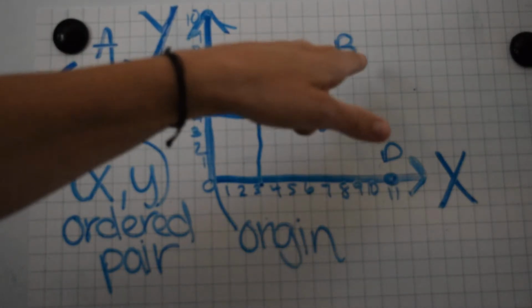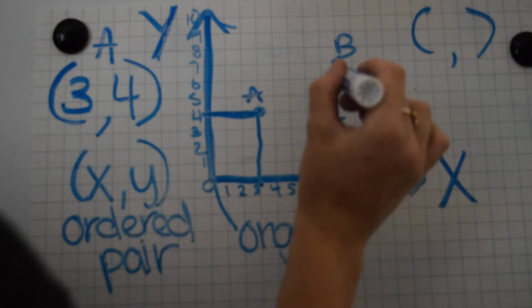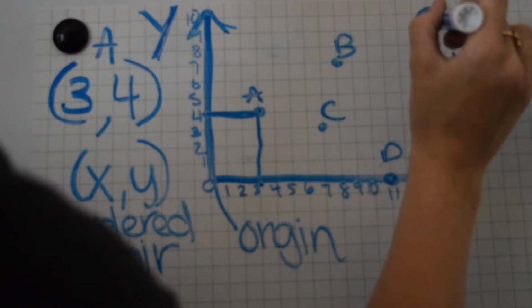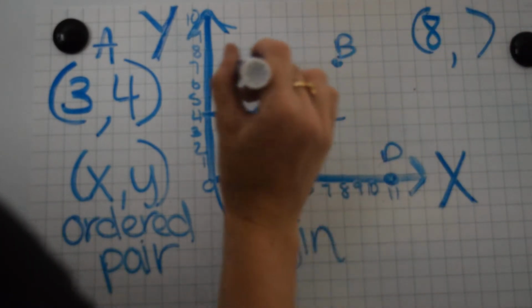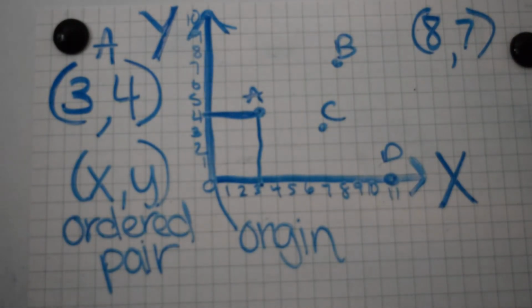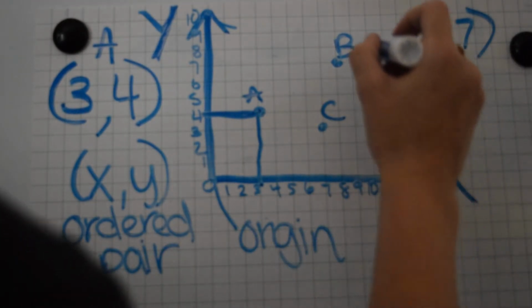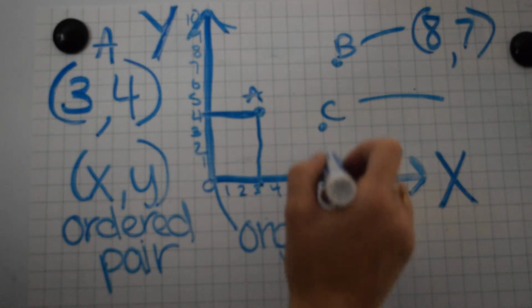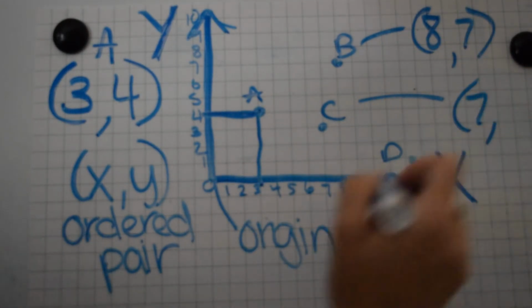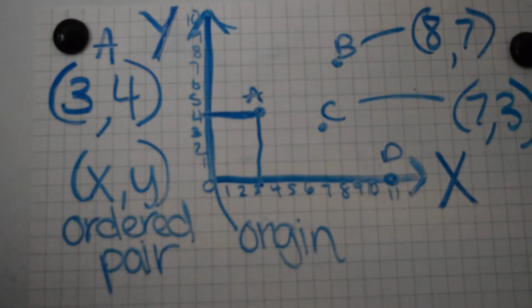Let's go ahead and find B. B is all the way up here. So 8 is lining up with my x-axis, so I would put 8 here, and my y-axis is lining up on a 7. So the ordered pair for point B is (8, 7). Let's go ahead and look at point C. Point C is lining up on a 7 for my x-axis, and it's lining up on a 3 for my y. So the ordered pair for point C is (7, 3).